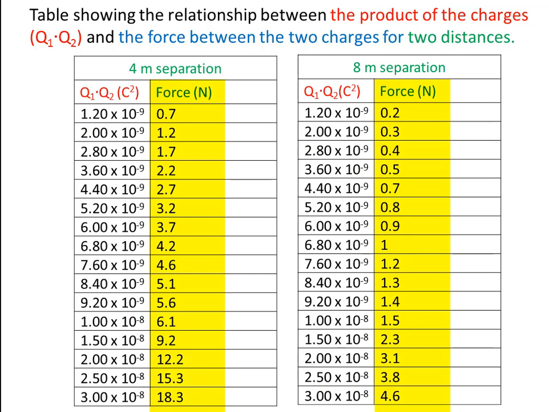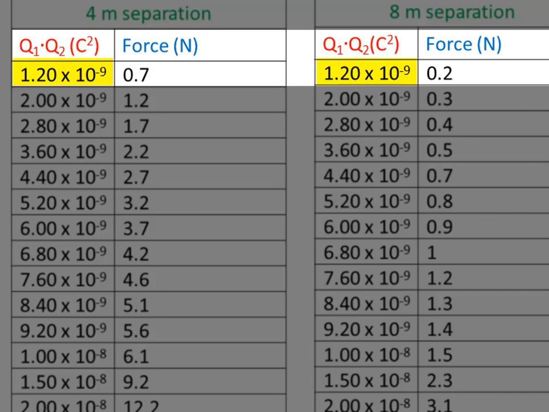the force in newtons. And what do you see as you compare the forces in newtons for a particular Q1 times Q2? If we look at the first line, as you can see, Q1 times Q2 is the same for the two tables, 1,2 times 10 to the power minus 9. But for the 4 meter separation, the force between the two charges is 0,7 newtons, whereas for the 8 meter separation, it's only 0,2. When the charges are closer, they attract one another more strongly than when they're further apart.